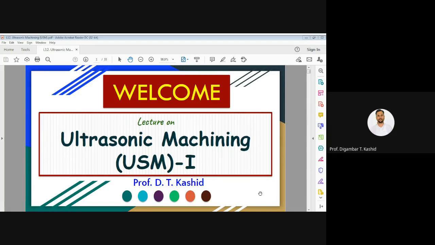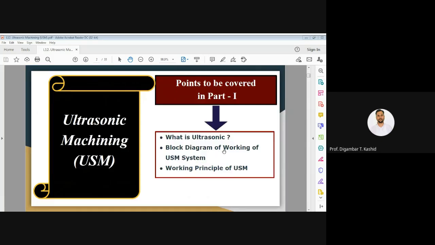Today we are going to start our new machining process under mechanical energy based non-conventional machining processes, and the process name is called ultrasonic machining. In this lecture, in part one, we are going to cover the basic question, what is meant by ultrasonic. Then we will go through the block diagram of the working of the ultrasonic machining system, and then we'll see the working principle of ultrasonic machining, in short called USM. So these are the points to be covered, as I have mentioned here.